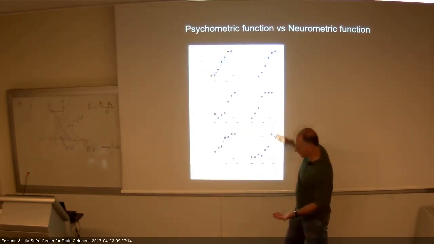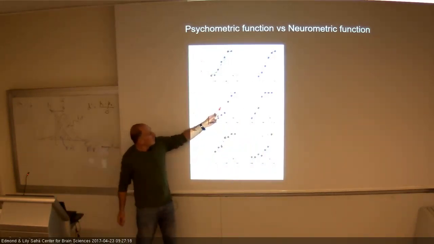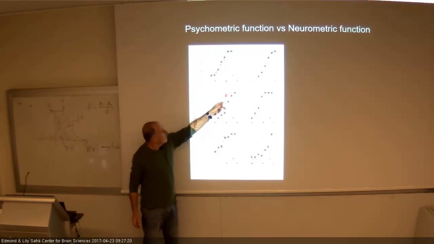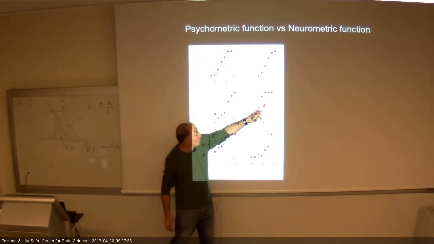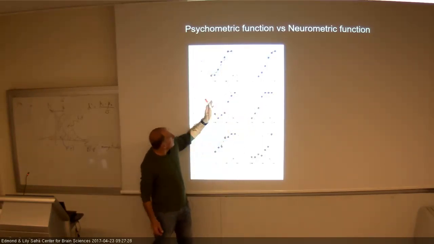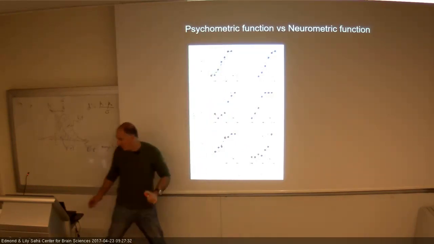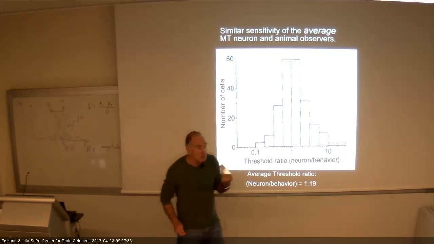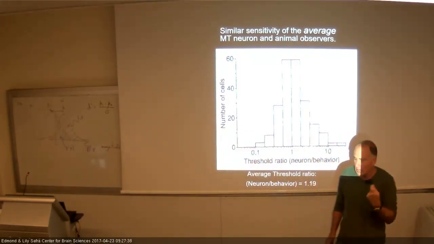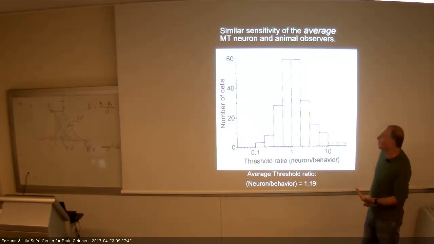I don't remember which one is the neuron and which one is the monkey, but you can tell that in one case, let's say the neuron is the white circles here, the neuron is more sensitive than the monkey. And here, the monkey is more sensitive than the neuron, okay? And in some cases, they're the same. Sometimes it's better. And in general, what we find is that the sensitivity of the average neuron here is just as good or almost as good as the monkey.